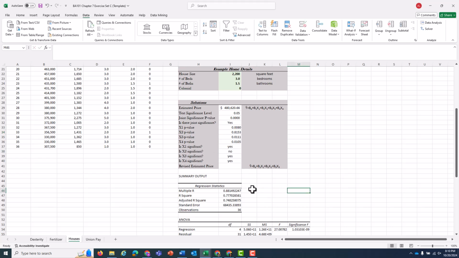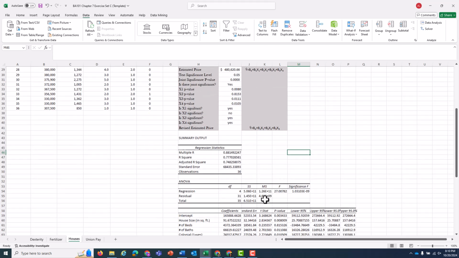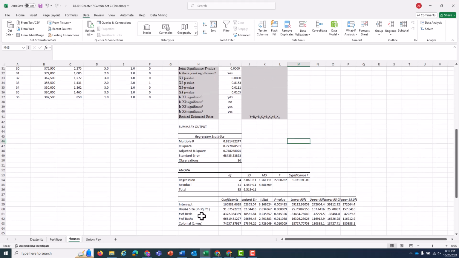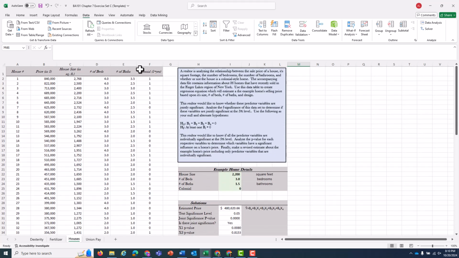And now we're asked to make a revised estimate on this price, throwing out the variable that wasn't significant. So now this guy's got to go. The number of beds is not individually significant. And when you use regression analysis for the data analysis tool pack, you kind of want to have all of your numbers in one place so you can highlight all of them. So what I want to do right now, since I don't want number of beds, is to move it out of my way so I can click everything else at once.